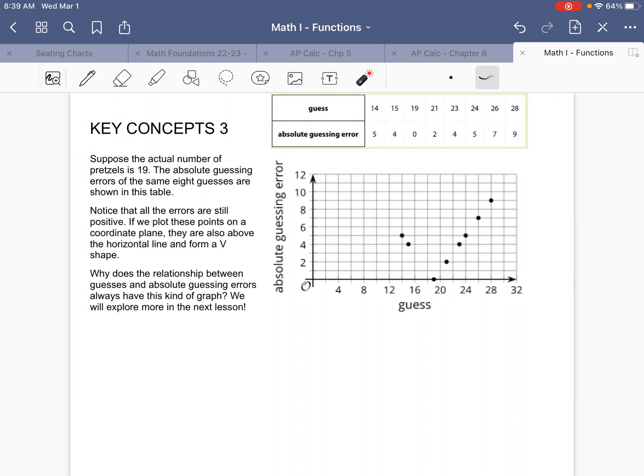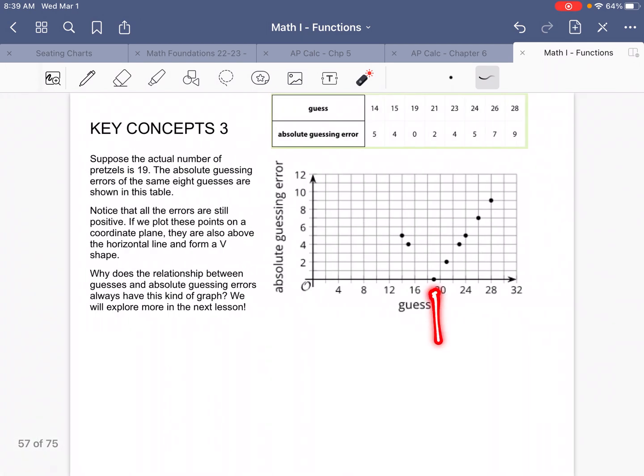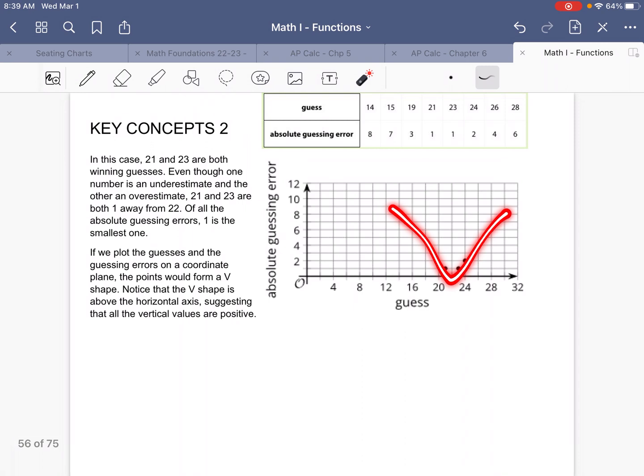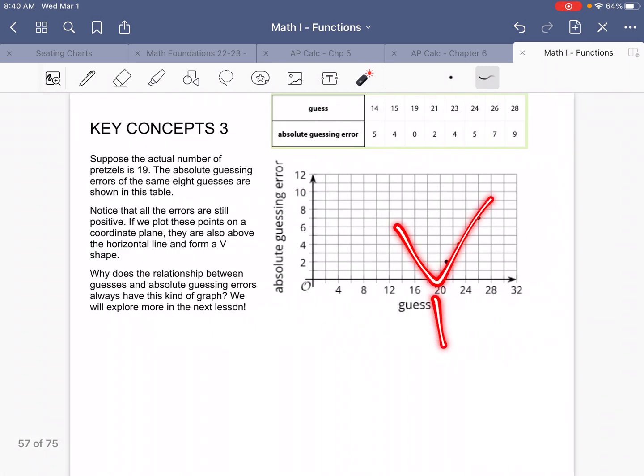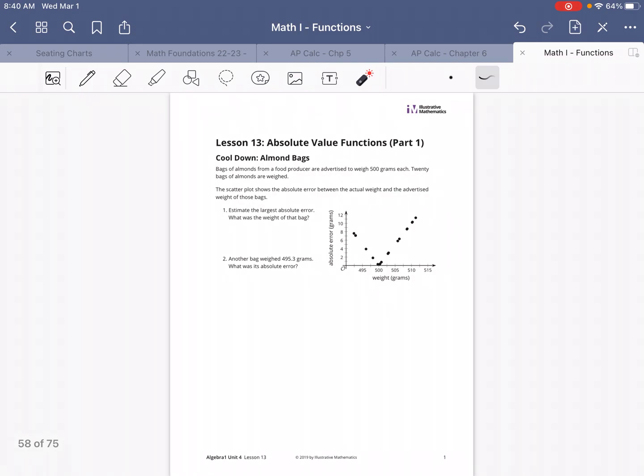Suppose the actual number of pretzels is 19. So before, the actual number of pretzels was 22. Here, the actual number of pretzels is 19. If you take a look at this, where's the point of the V? Well, here it's at 22. Here it's at 19. What is the relationship between guesses and absolute guessing errors? We always have this kind of graph. Why? We'll talk more about that in the next lesson, but let's take a look at this.